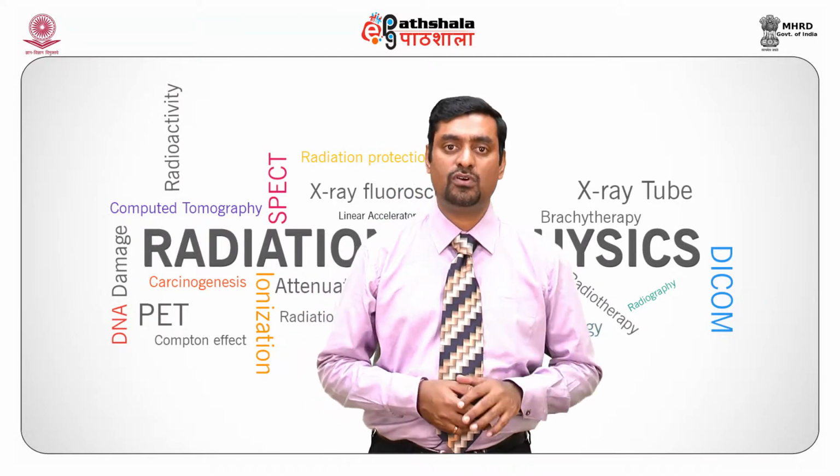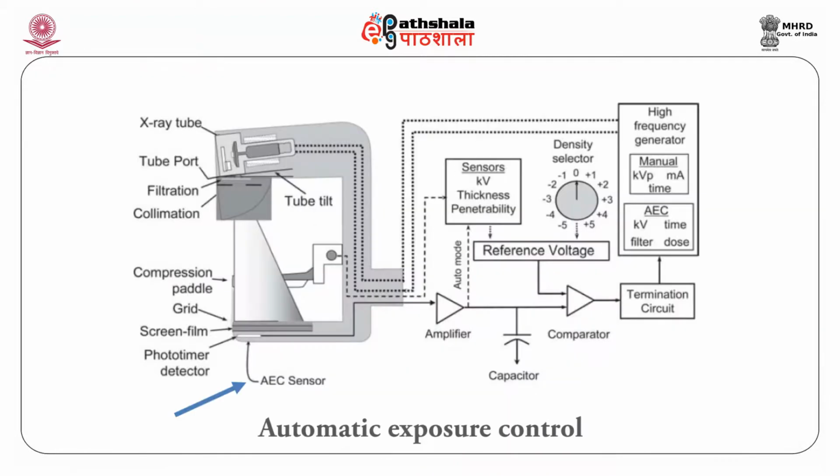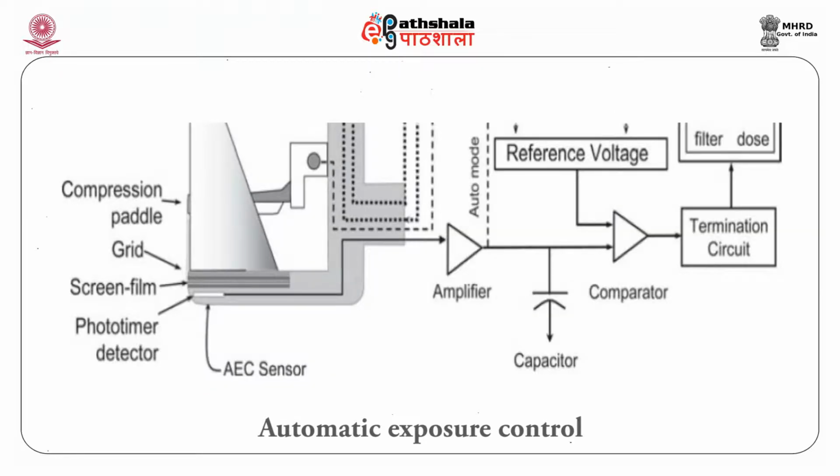Then we move on to automatic exposure control, as seen in that image. The automatic exposure control sensor is placed just under the film cassette, CR cassette, or the detector. What is this automatic exposure control? The automatic exposure control automatically selects the exposure parameter depending on the thickness and density of the breast tissue.